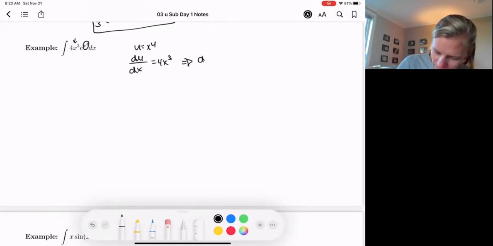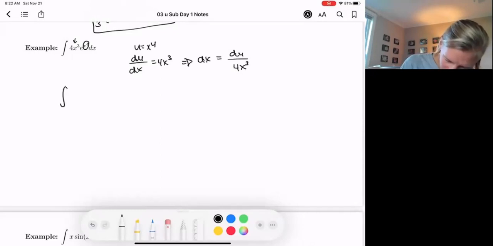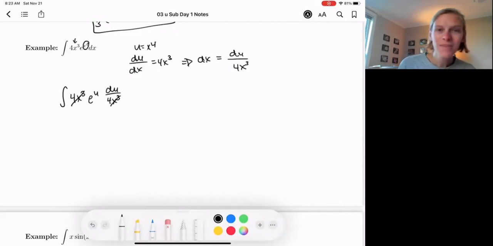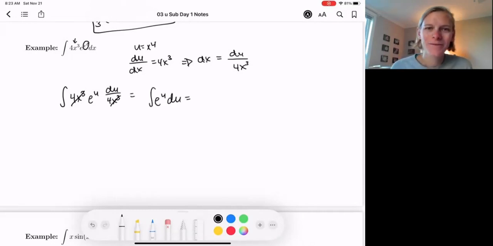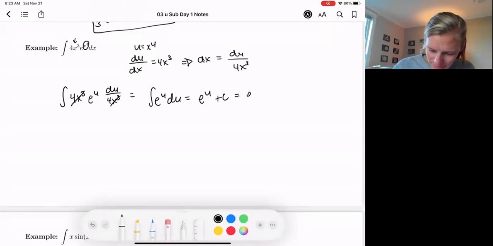So if we solve for dx, I'll do this in one step, but you might need more steps. We get du over 4x cubed. So when we rewrite the integral, we have 4x cubed e to the u, du over 4x cubed. The good thing is the 4x cubes both cancel out, so we're left with the integral of e to the u du. Hopefully this is something we can do now. The antiderivative of e to the u is e to the u plus c. And now we substitute our u back in, so we have e to the x to the fourth plus c.